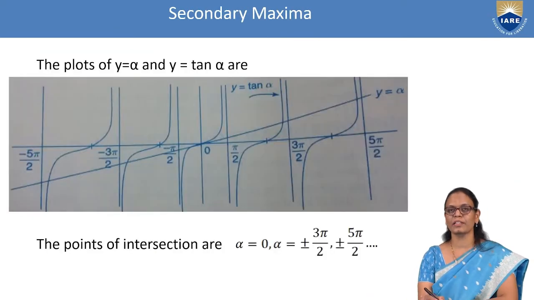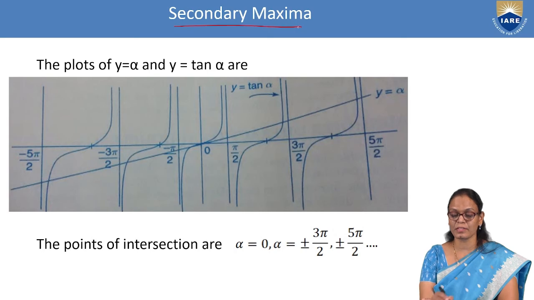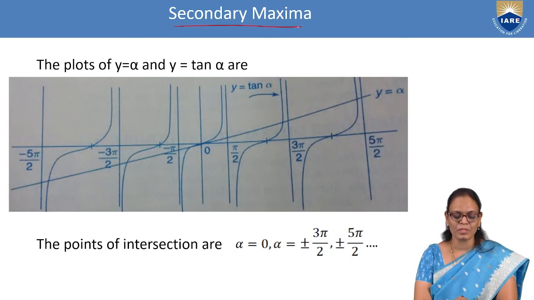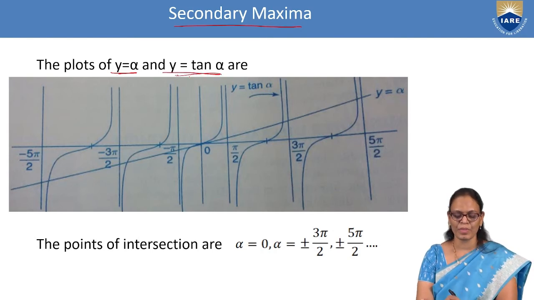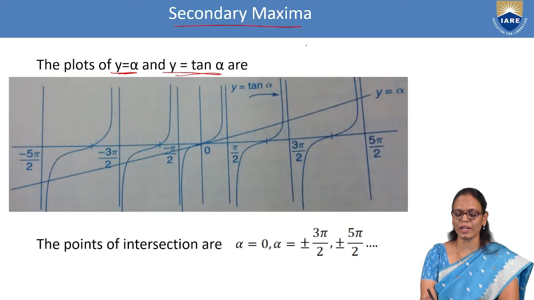Now we are going to plot the graphs to understand the secondary maxima where they are formed. So we'll plot the graphs for y is equal to alpha and y is equal to tan alpha. Now the graph y is equal to alpha is a straight line graph. Y is equal to mx plus c. It is a straight line graph.